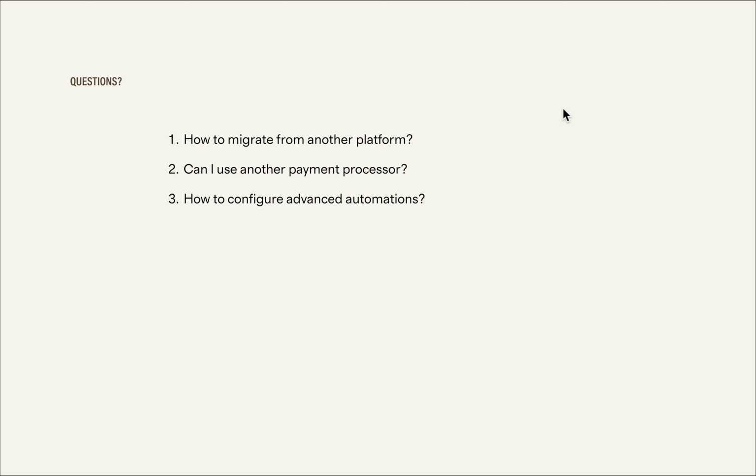I hope this walkthrough of Squarespace Courses has been helpful. I know that you might have some more questions. For example, how do we migrate from another platform to Squarespace Courses? Or how can we use another payment processor? Or how can we configure advanced automations, knowing that Squarespace's automations right now is quite limited? Now I have good news for you, because I actually devised workarounds to address these requirements. And I'd love to hear via the comments below which topic you'd like me to tackle in the next video.